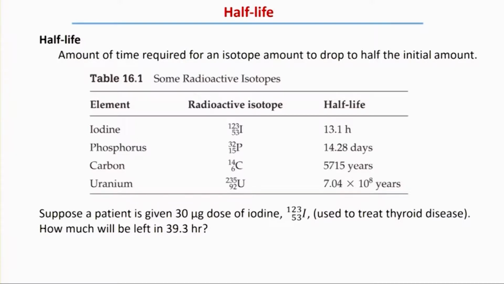So we're going to look at an example just to make sure we understand this idea about half-life. Suppose a patient is given 30 micrograms of iodine, iodine-123 specifically, and this is used to treat thyroid disease. How much of the iodine will be left in 39.3 hours? So I want you to think, okay, this isotope specifically has a half-life of 13.1 hours. And we're asked, well, how about after 39.3 hours?